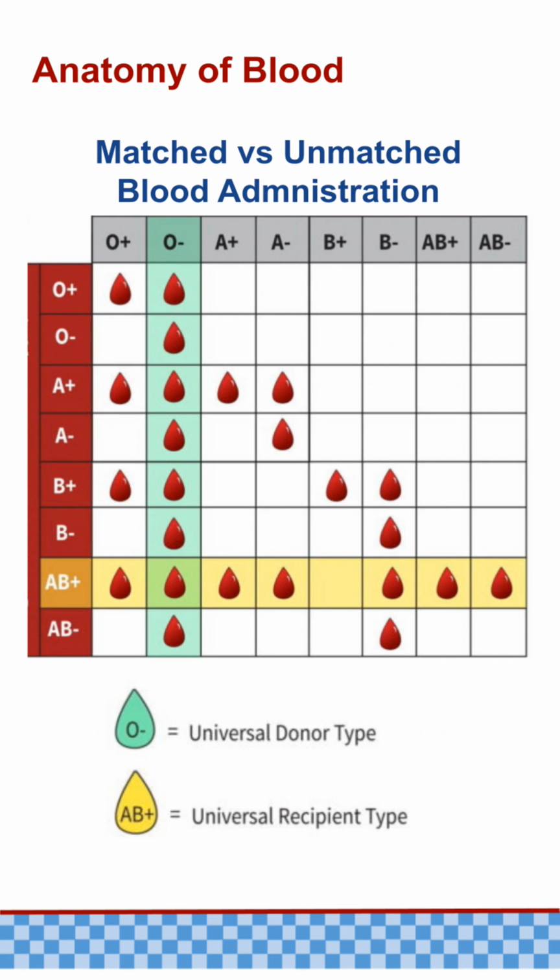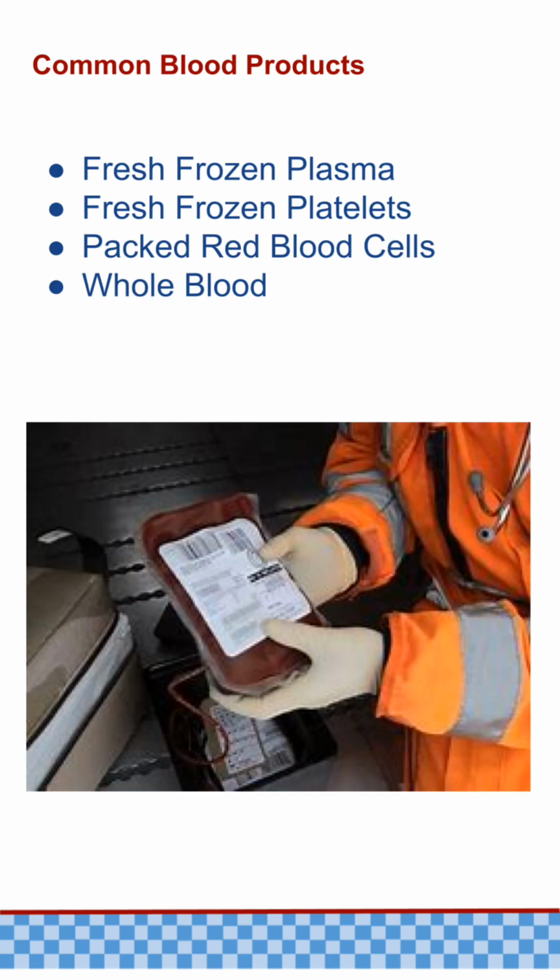Matching, when done, will have been completed by the referring facility and established prior to transport beginning. Blood products commonly used in the medical transport setting include packed red blood cells (PRBCs), fresh frozen plasma (FFP), fresh frozen platelets, and whole blood. The blood product being administered will be determined by the healthcare team based on the patient's condition and presentation.